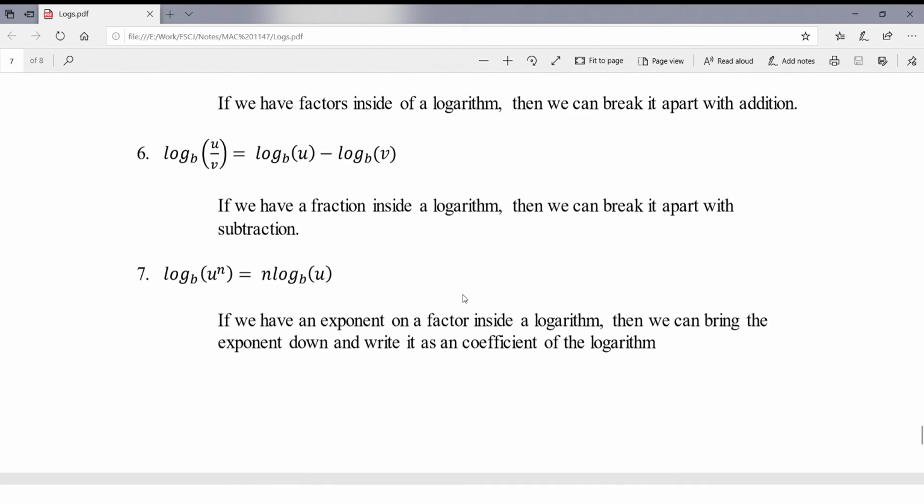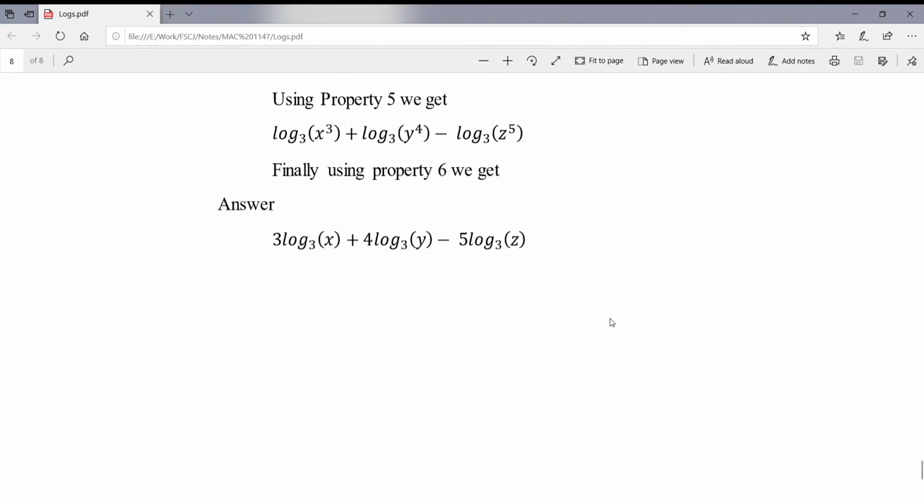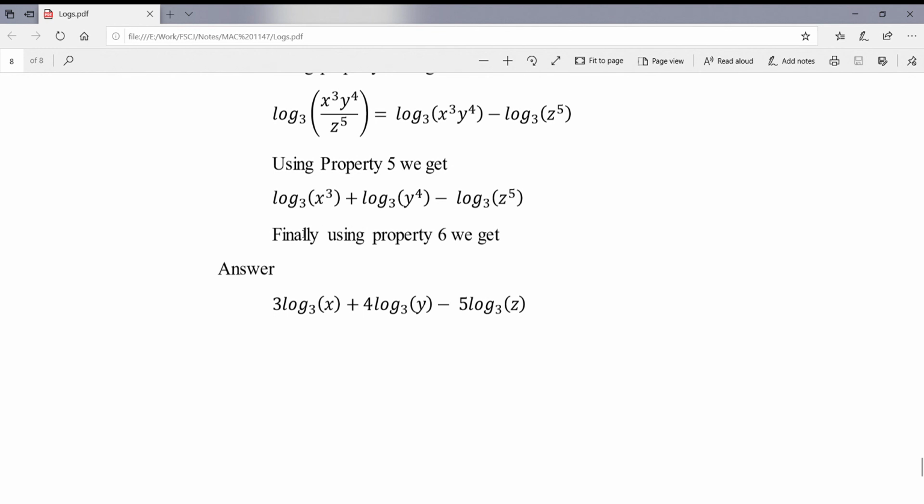And then using our last property, where we take those exponents and move them down in front, that's going to end up giving us 3 times log base 3 of x plus 4 times log base 3 of y minus 5 times log base 3 of z.